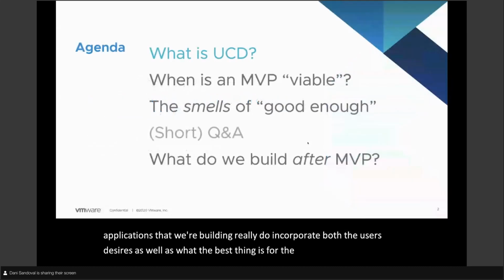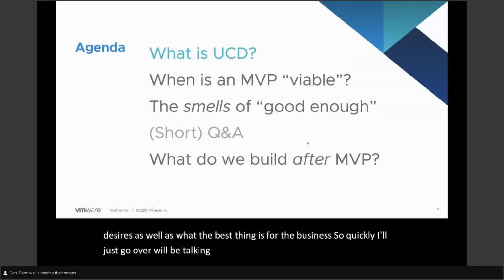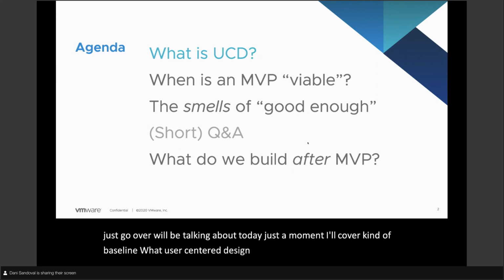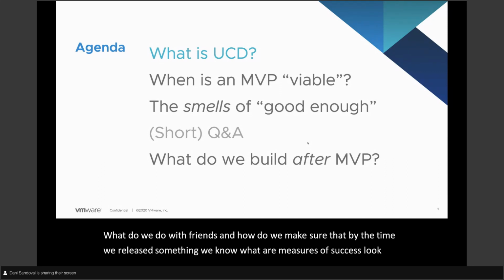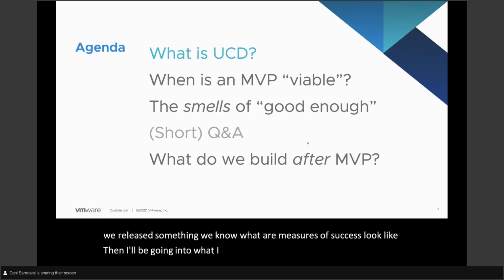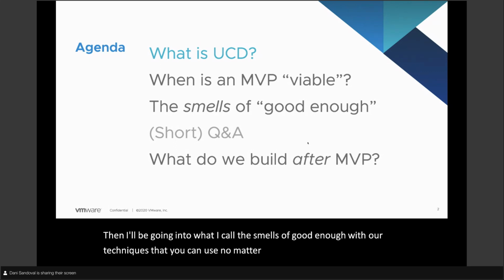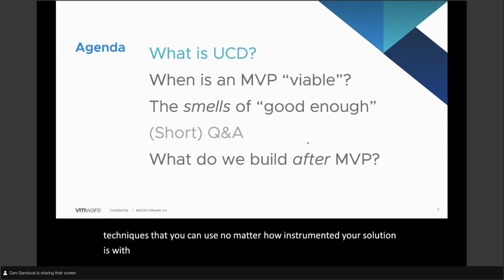And so quickly, I'll just go over what we'll be talking about today. In just a moment, I'll cover kind of baseline what user-centered design is, just as a short introduction, and really when an MVP is considered viable. How do we measure it? What do we do up front? And how do we make sure that by the time we release something, we know what our measures of success look like? Then I'll be going into what I call the smells of good enough, which are techniques that you can use no matter how instrumented your solution is with analytics to quickly get a gut feeling for what your MVP should look like and whether or not it's time to move on.